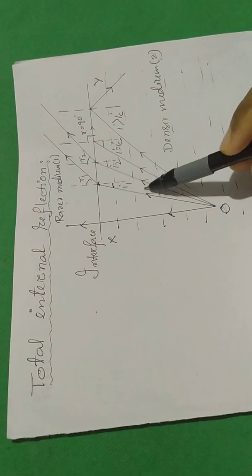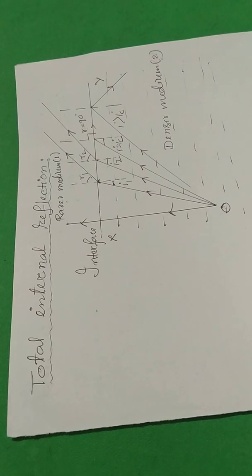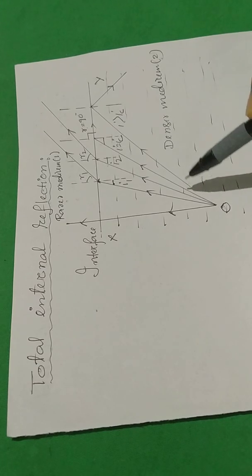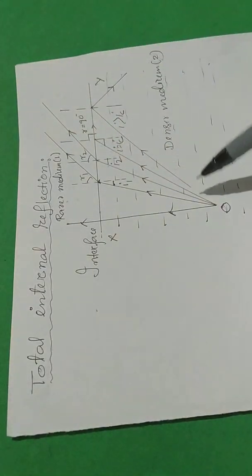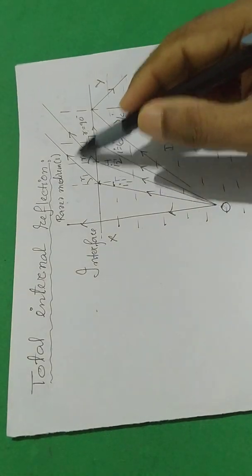Now you see the diagram. As we know, when a ray of light travels from denser to rarer, after refraction, the refracted ray moves away from the normal. Again, if a ray of light travels from rarer to denser, after refraction, it moves towards the normal. Here, since the ray of light travels from denser to rarer, the ray after refraction moves away from the normal.